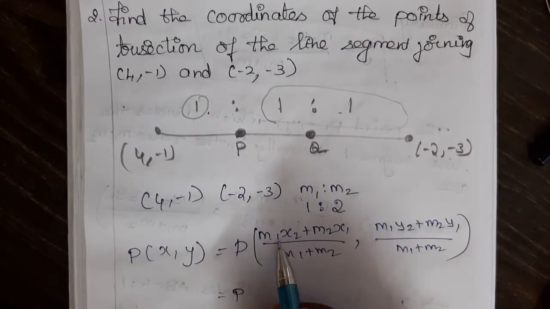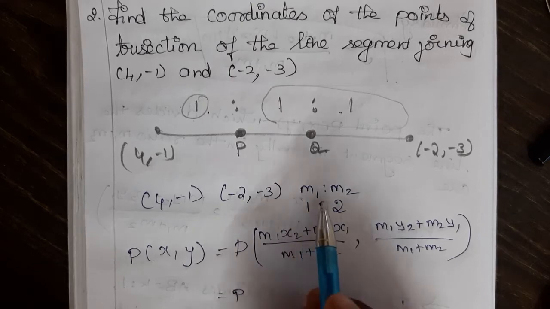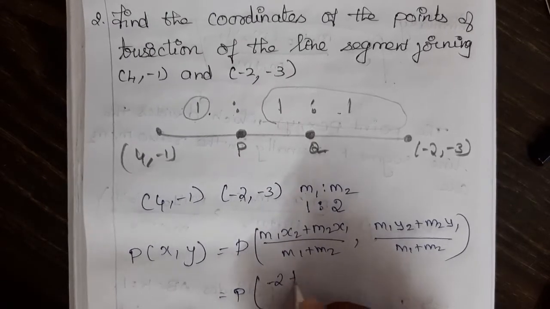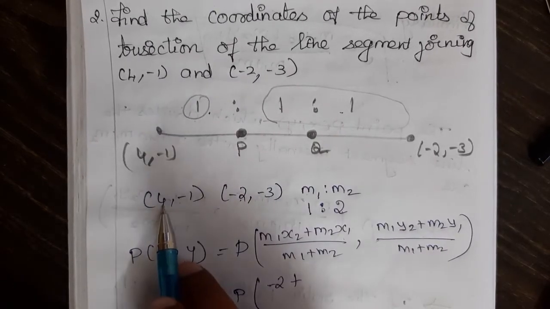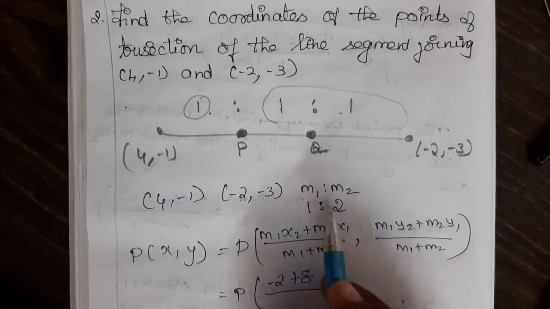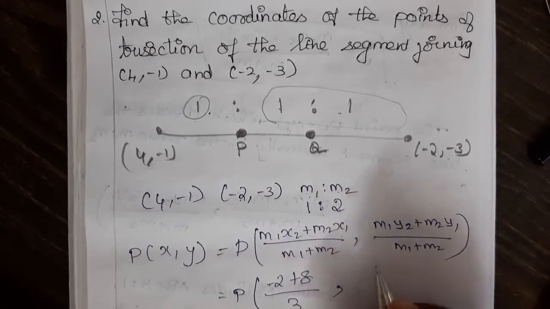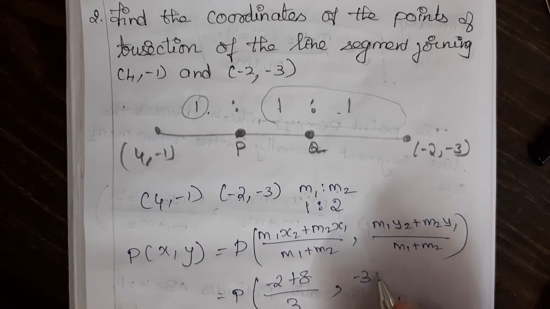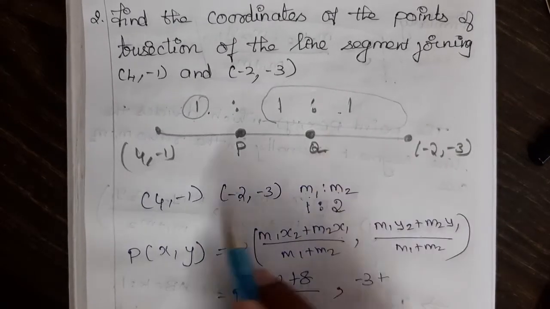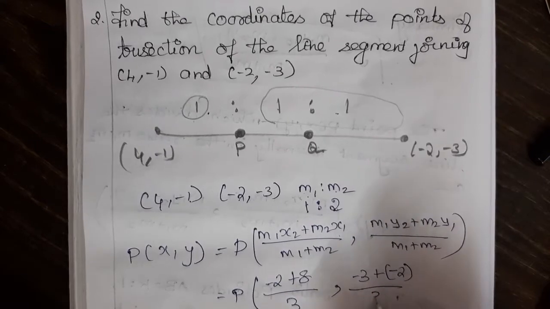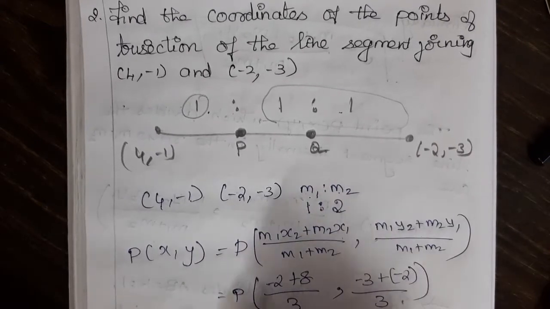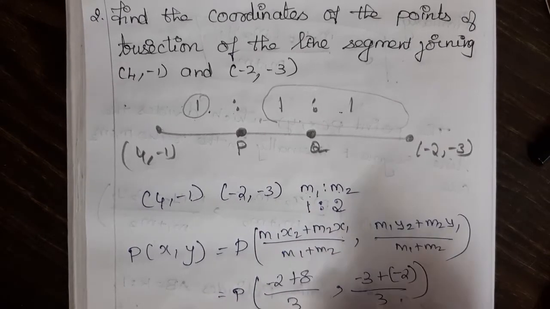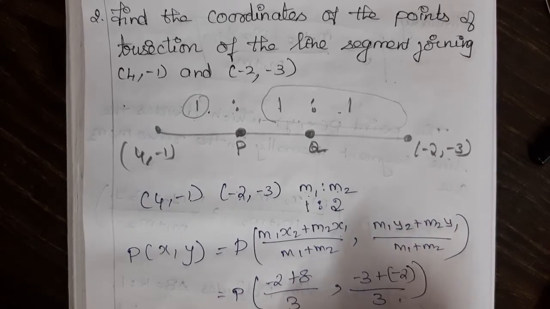So m1 into x2 can be written as m1 is 1 and x2 is minus 2, so minus 2 plus m2 is 2 and x1 is 4. 2 fours are 8, divided by m1 plus m2 which is 3, comma, m1 is 1, 1 into y2 is minus 3 plus m2 is 2, 2 into minus 1 is minus 2, divided by 3. So P is minus 2 plus 8 is 6 by 3, comma, minus 3 plus minus 2 is minus 5 by 3.